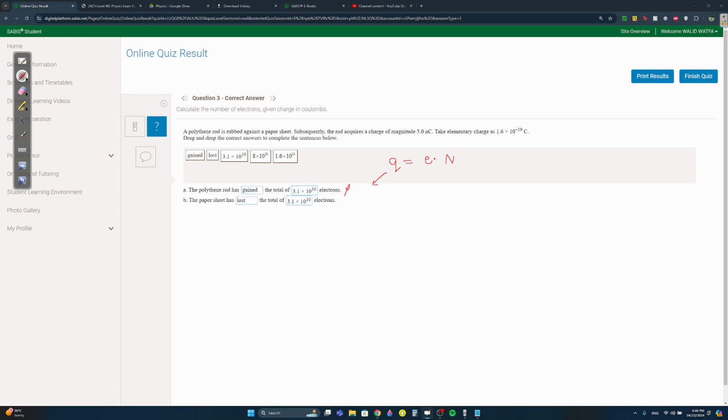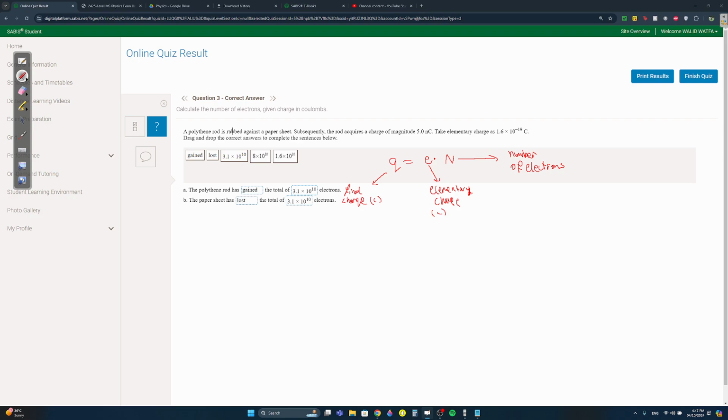So Q is the final charge, in coulombs. It has to be in coulombs. e is the elementary charge, which is also in coulombs. N is just the number of electrons. So this formula is pretty self-explanatory. Obviously the final charge equals how many electrons you have times the charge of each one. Elementary charge basically means that every electron has the same charge.